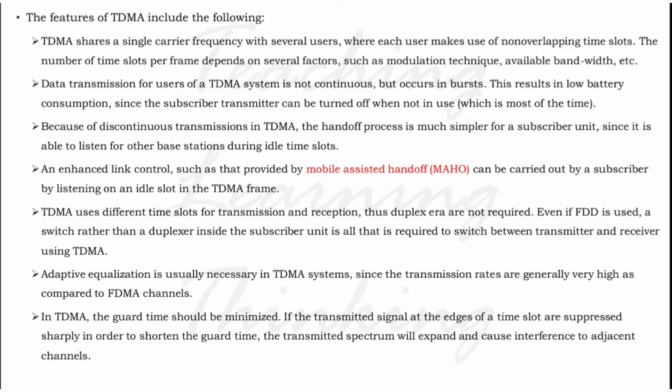Adaptive equalization is usually necessary in a TDMA system, since the transmission rates are generally very high compared to an FDMA channel. And in TDMA, the guard times should be minimized. If the transmitter signal at the edge of the time slots is suppressed sharply in order to shorten the guard time, the transmitter spectrum will expand and cause interference to the adjacent channel.